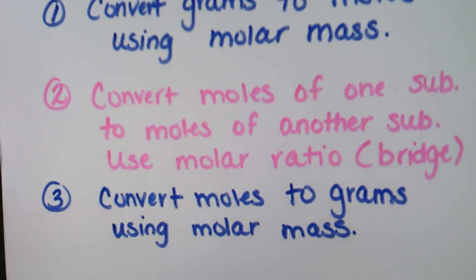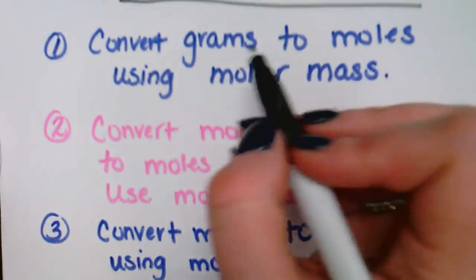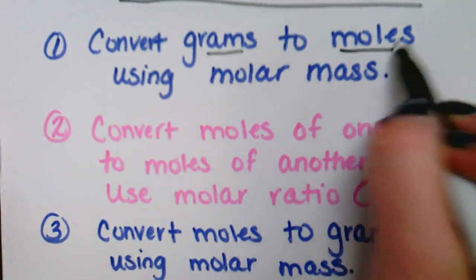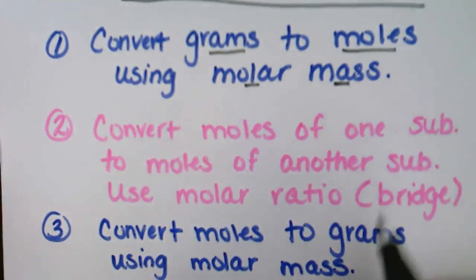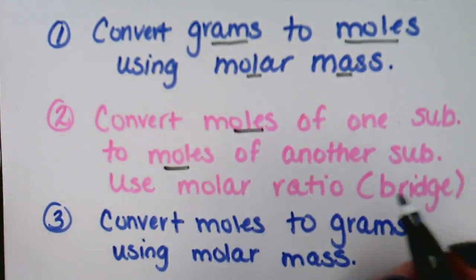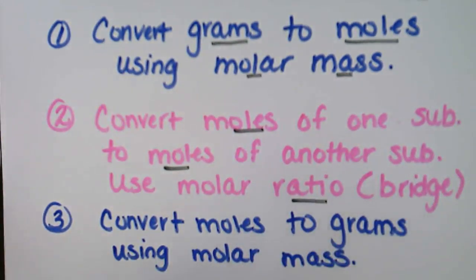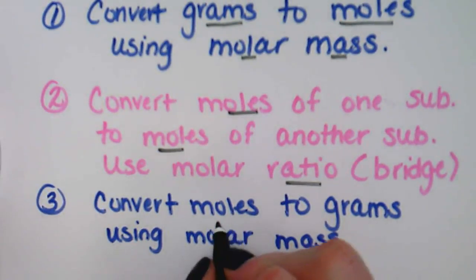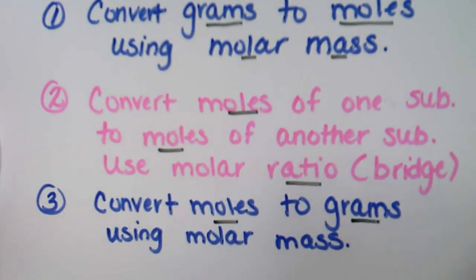The most important thing is to look at what you're doing each time. Step 1, you're going grams to moles and you use molar mass. In step 2, you go from moles to moles and you use the molar ratio. In step 3, you use moles and you go to grams, and in this case you use the molar mass. So you have to pay attention, and when we start looking at examples, you'll see why.